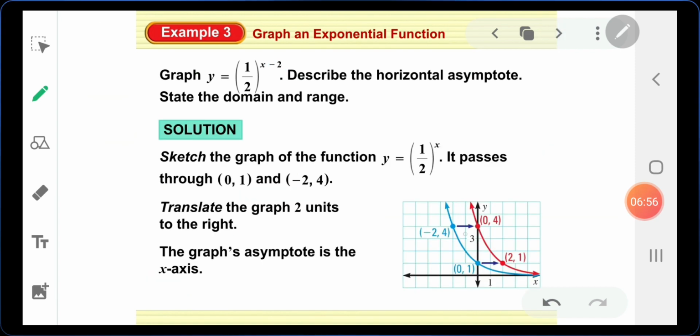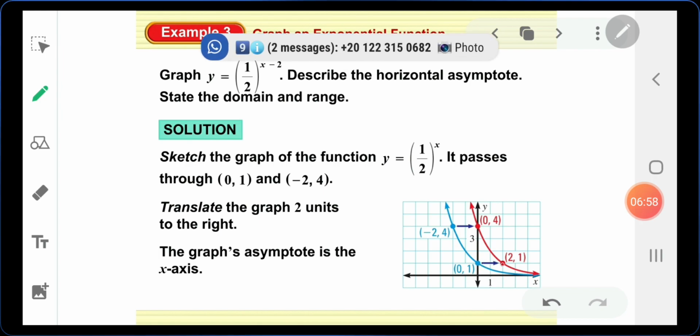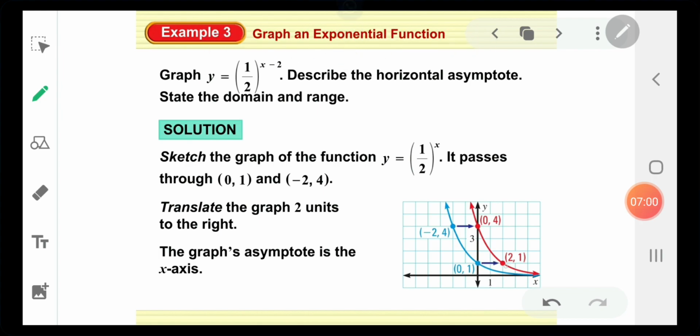Here, again, this is the blue one. This is the y-intercept. We shifted it 2 units. Instead of (0, 1), it became (2, 1). This one, (-2, 4), became (0, 4). The whole graph is shifted to the right.